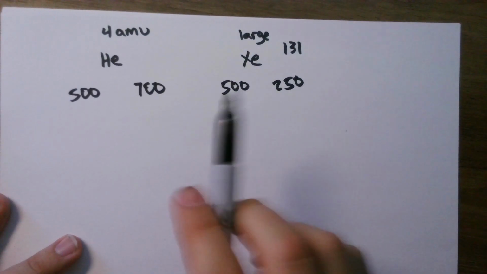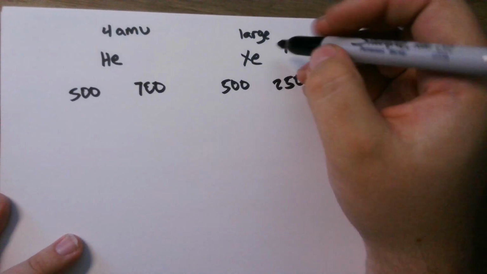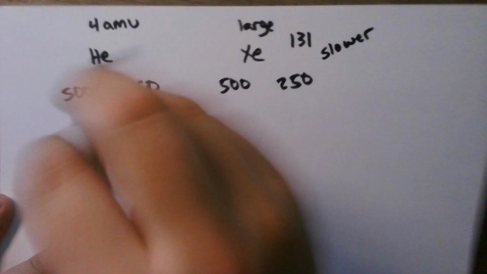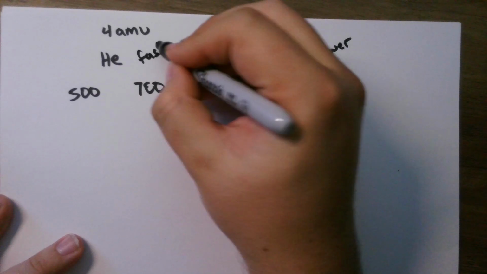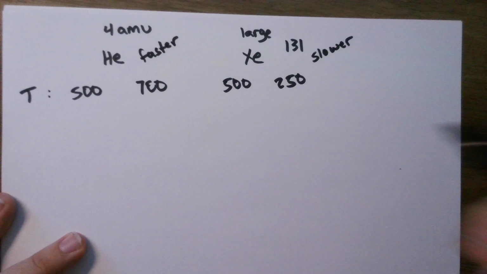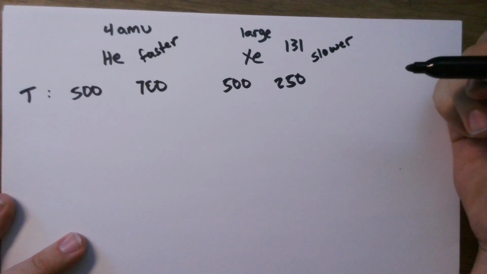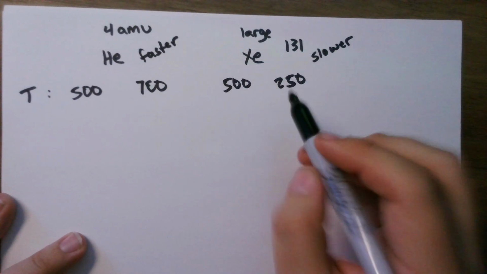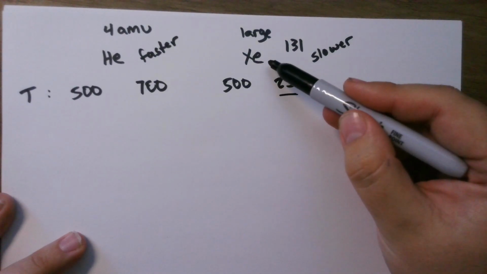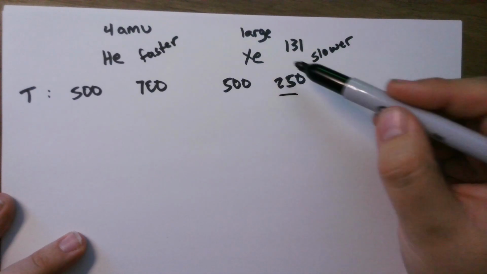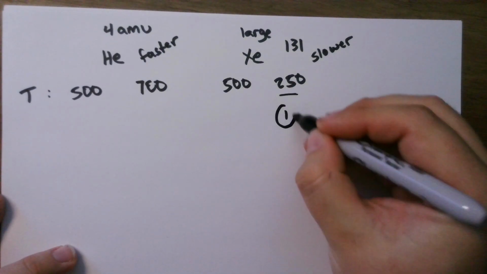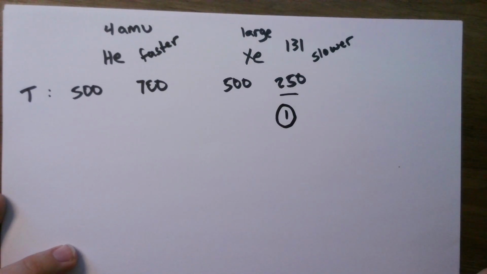So first of all, we can look at the size of the atoms. Xenon is larger, so they should be moving slower than helium. So helium should be moving faster. But the second thing we have is the temperatures. The higher the temperature, the faster you're going. The lower the temperature, the slower you're going. The slowest temperature is 250, and that's the larger molecule as well. So xenon, the large molecule at 250, the lowest temperature, is definitely number one. It's definitely the slowest gas.